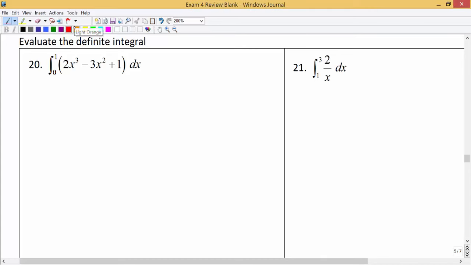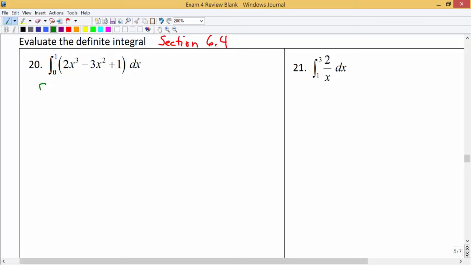For the next few problems, we're going to be looking at evaluating a definite integral. This is discussed in section 6.4. Alright. So we have an upper and lower limit of integration, and we're asked to integrate this with respect to x. So let's find the antiderivative of this first.